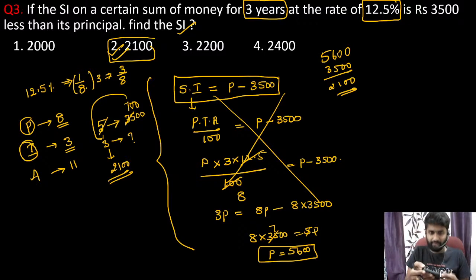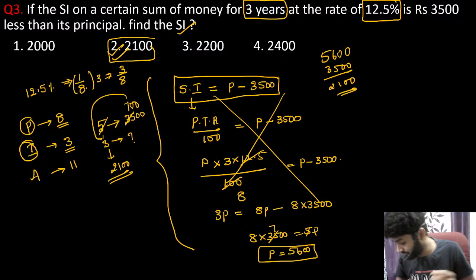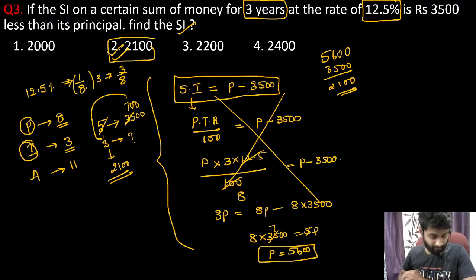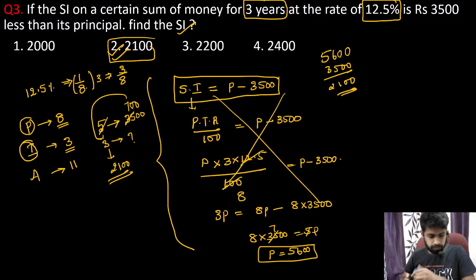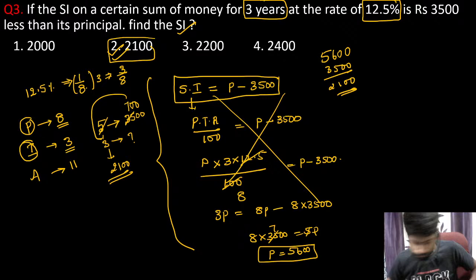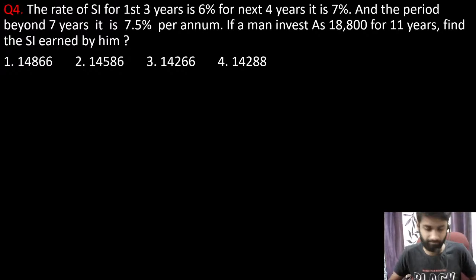Is it clear for the second approach, the fraction approach, everyone? Is it clear how we are taking the values? Just try this question.